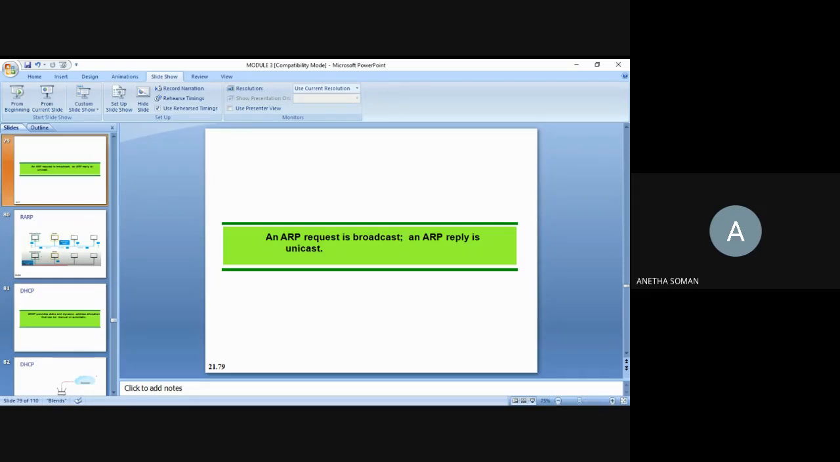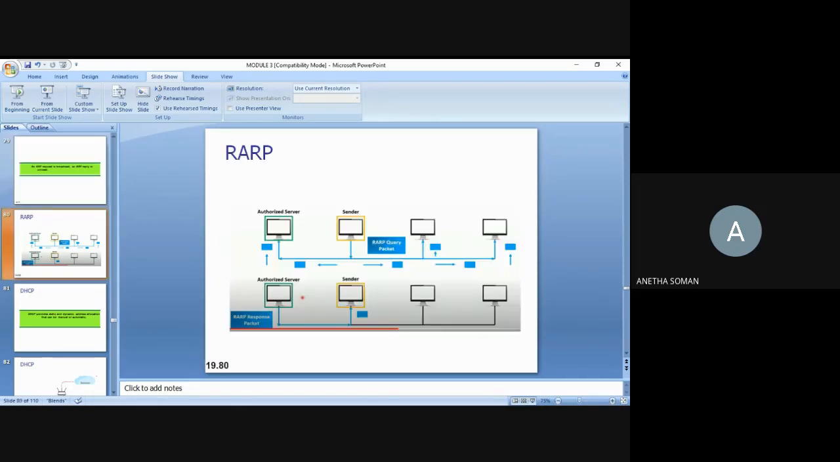Now the next topic, the next type of protocol, is RARP, the Reverse Address Resolution Protocol. What is the importance of the Reverse Address Resolution Protocol? Why do we need it? Now, how does it work? You can see in the slide, I will explain the working procedure of this Reverse Address Resolution Protocol.